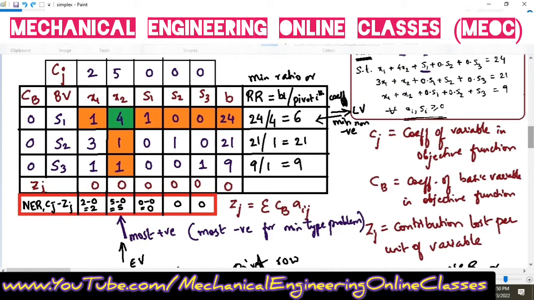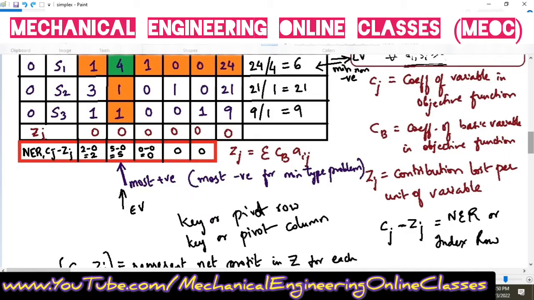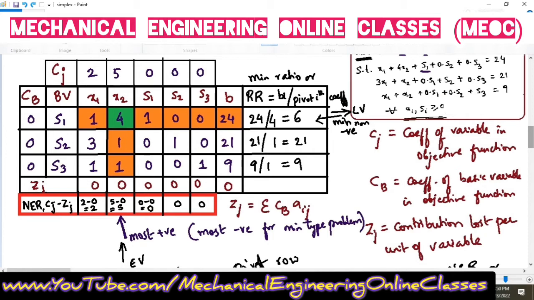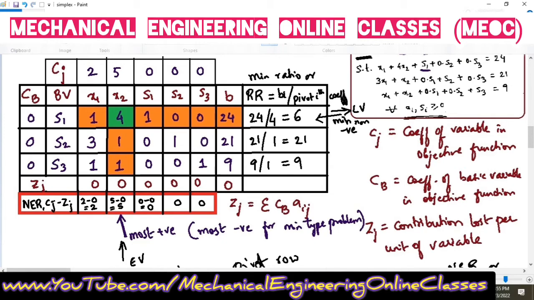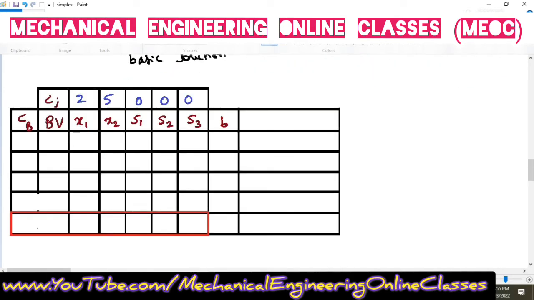So to improve Z, we are modifying our basic variable set. So in place of S1, S2 and S3, we will have X2, S2 and S3. So we shall rewrite this table for the values of X2, S2 and S3. So let us rewrite the table. This CB, BB, basic variable, X1, X2, S1, S2, S3 and BD. Coefficients of X1, X2, S1, S2, S3 in Z are 2, 5, 0, 0 and 0 respectively.